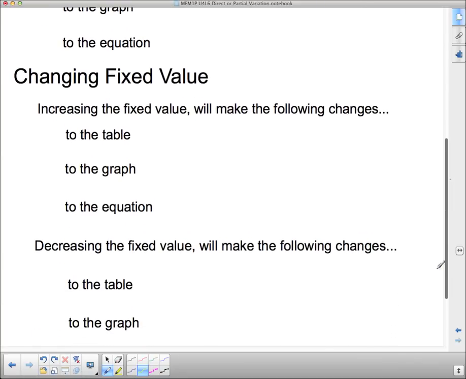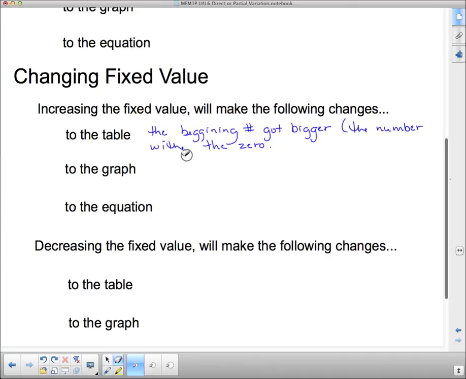Now, changing the fixed value, that was where we changed the initial value, the thing that came up front. That was our first change in the table. So the change to the table was that the beginning number got bigger. And by the beginning number, I mean the number with the zero. I'm not spelling very good tonight either. Take the E off the end of with. The number with the zero got bigger.